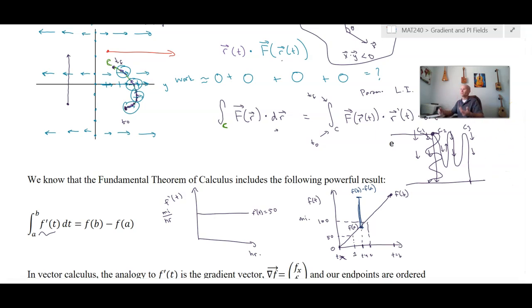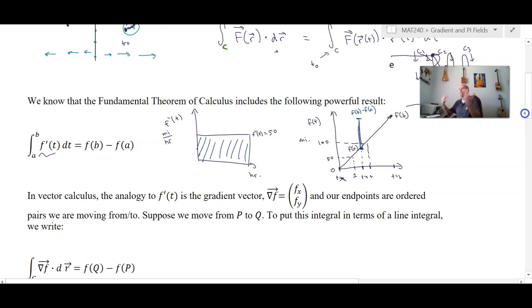It basically accumulates all of the area under this curve. Now, we have an analogy before we get into this idea of path independence. In vector calculus, f prime of t is the same as grad f, the gradient of f. Remember, there are two derivatives associated with a multivariable function: the derivative with respect to x and the derivative with respect to y. Right now we're just looking at f of x, y, but analogously, for 3 dimensions, we would just have fx, fy, and fz.